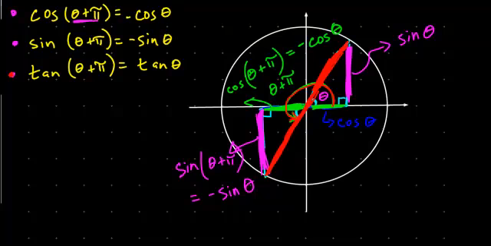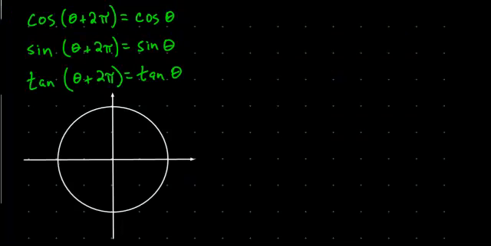And let's see, do I have one more? How are we looking? 5:20, we have plenty of time. Cosine of theta plus 2 pi equals cosine theta. Let's look at that one.